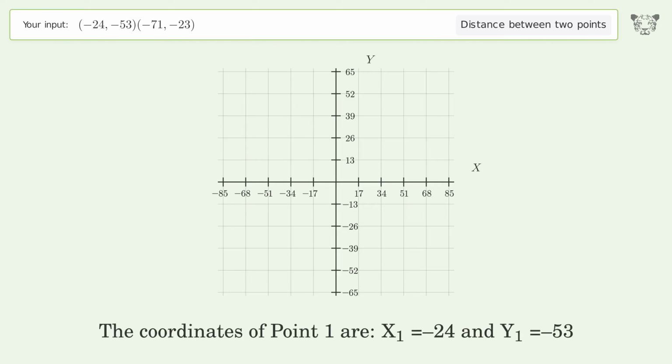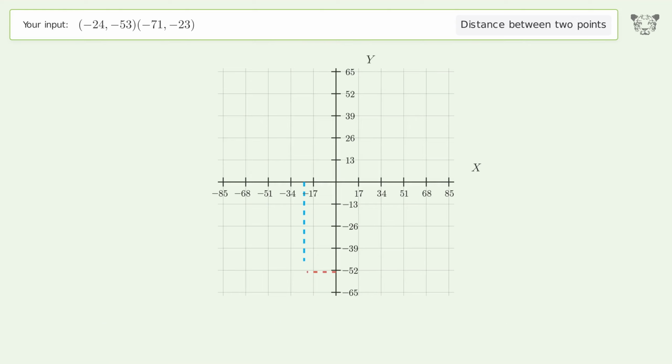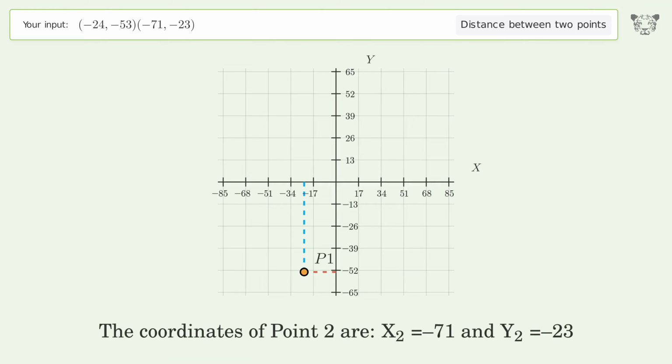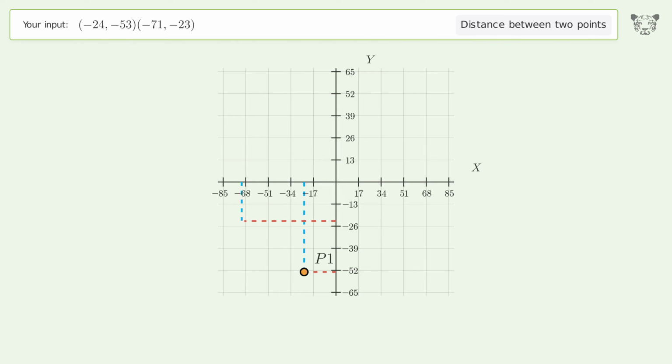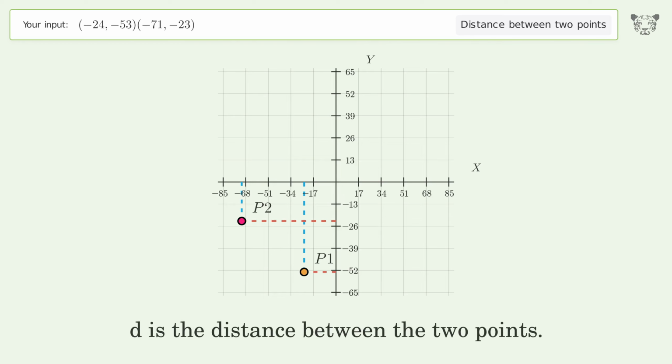The coordinates of point 1 are x1 equals -24 and y1 equals -53. The coordinates of point 2 are x2 equals -71 and y2 equals -23. D is the distance between the 2 points.